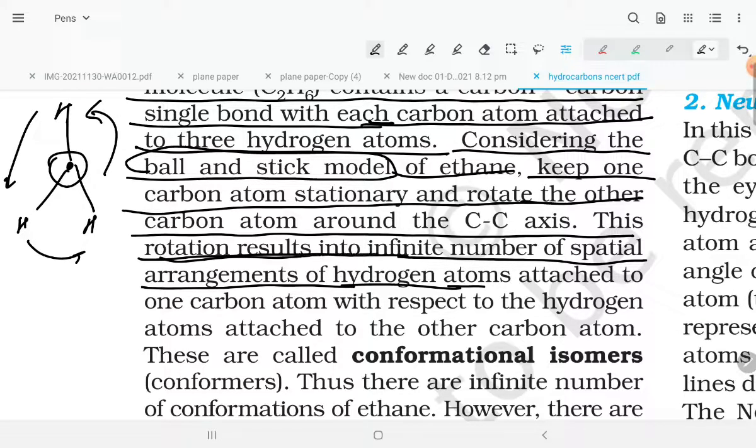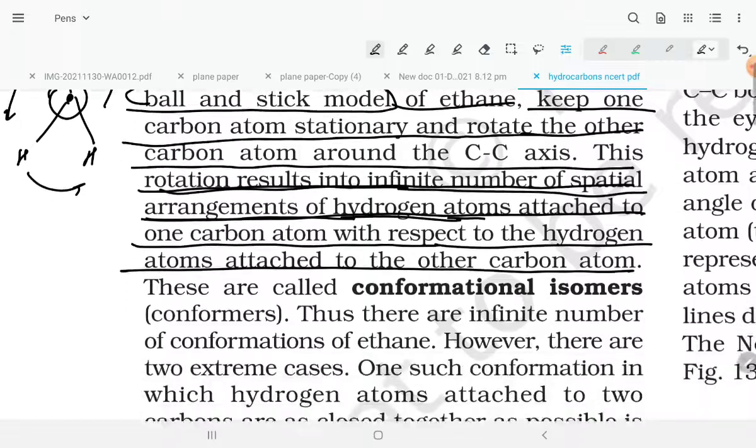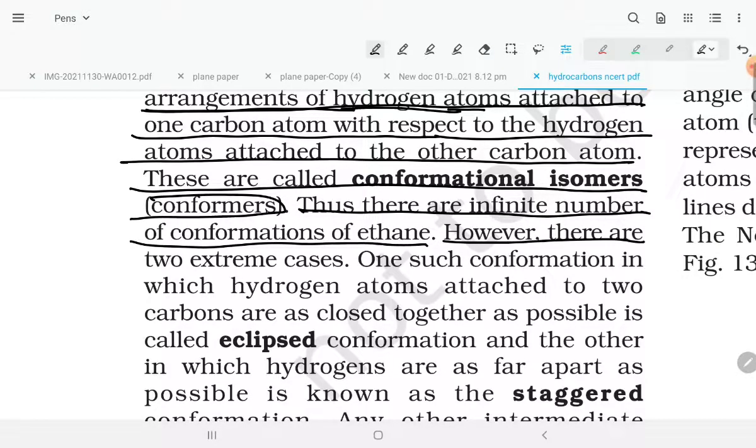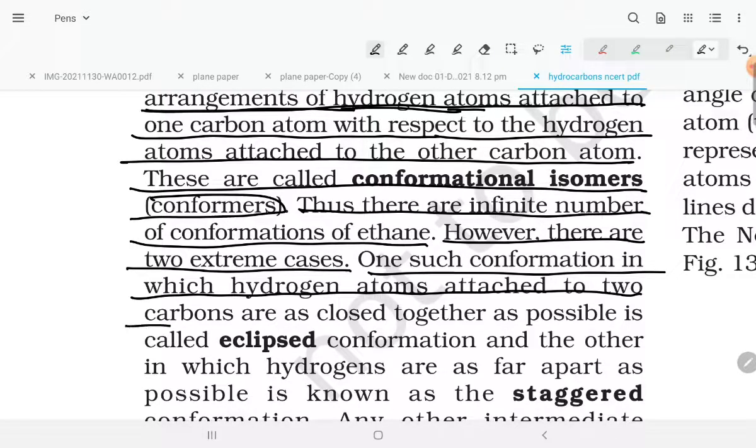So they are saying that an infinite number of structures are possible. The rotation results in infinite arrangements of hydrogen atoms attached to one carbon atom with respect to hydrogen atoms attached to the other carbon atom. These are called conformational isomers or conformers. Thus, there are infinite conformations of ethane. However, there are two extreme cases. One such conformation is one in which the hydrogen atoms attached to the two carbons are as close together as possible, called eclipsed.